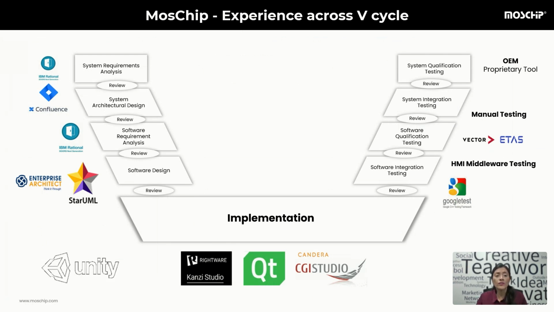In implementation, our teams develop safety critical code and HMIs with platforms like Qt, Kanzi, and CGI Studio, all aligned with model based design principles. And on the right, you see we execute structured verification from software integration to system qualification using toolchains like Vector, ETAS, and Google Test to meet ISO 26262 test coverage and independence needs.